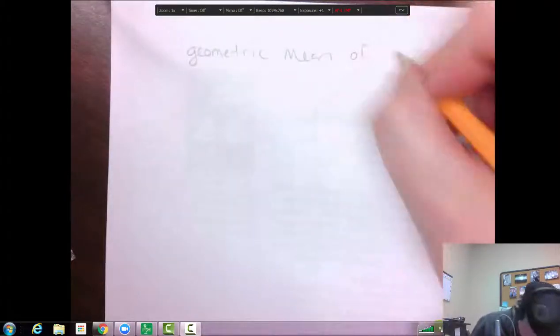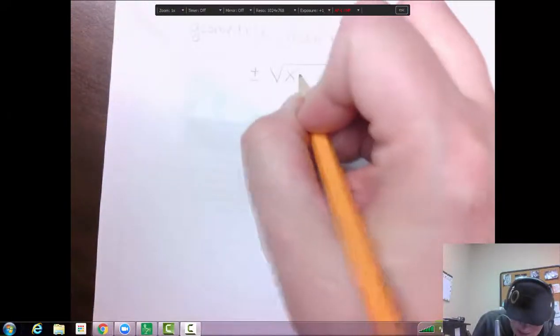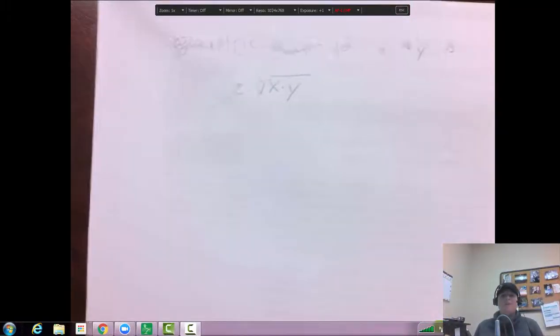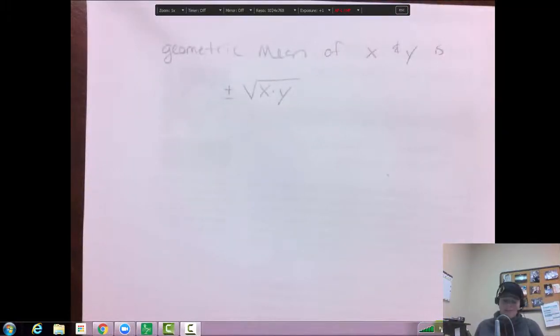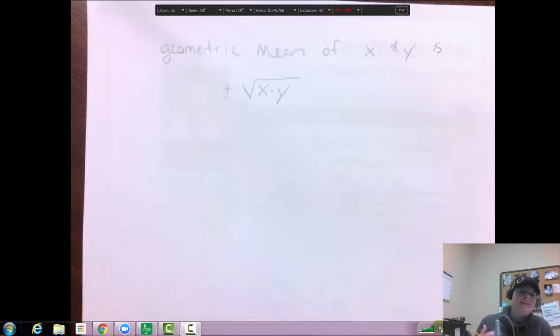of, let's say, x and y is plus or minus the square root of x times y, which by far is probably the easiest formula I've seen. Either way, for the geometric mean, you times them and square root them. And it could be positive or it could be negative of that. So that's the other little bit tricky thing that it throws in there.